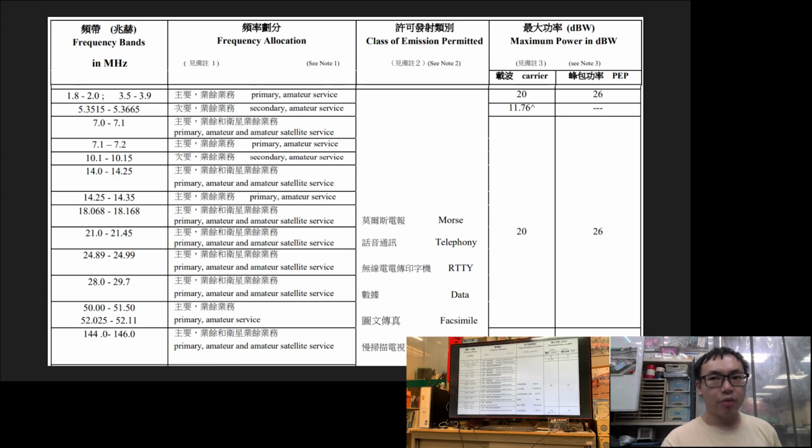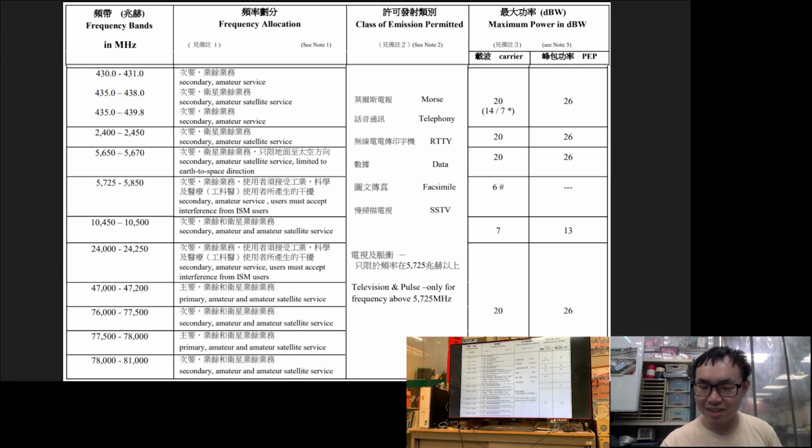We will go through the conversion from watts to decibel watts and voltage to decibel voltage. I don't know which lesson, but not these 2 lessons.